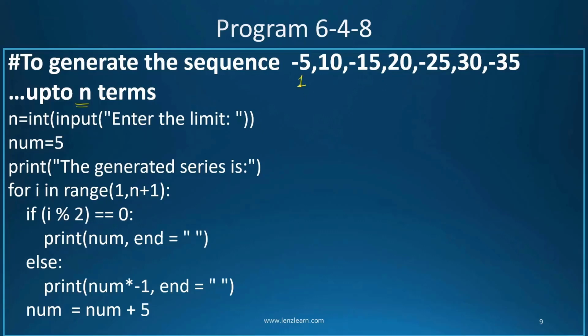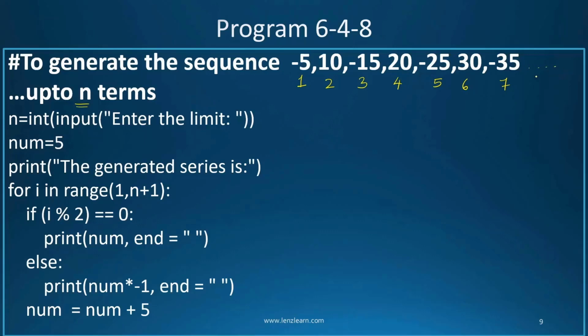So -5 is the first number that we are printing. The second number is 10. The third number is -15. The fourth number is 20. The fifth number is -25. Sixth number is 30 and the seventh number is -35.